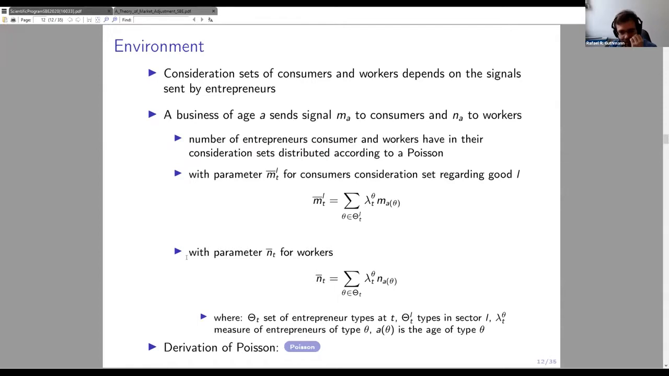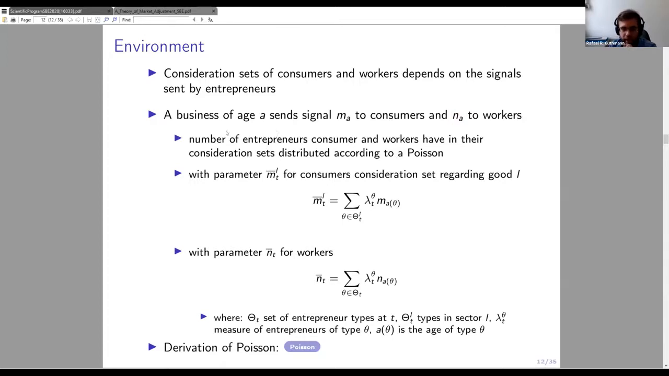So how are these consideration sets for the consumers and workers determined? They are determined by the signal parameters of the entrepreneur. So what are these signal parameters? Any entrepreneur of age A will feature a pair M_A and N_A of parameters to consumers and workers. These are two real numbers, and they represent the intensity, or the size, of their potential base of customers. So if you are an entrepreneur with the signal M_A, it means that you have this potential customer base M_A of consumers, which is a population of consumers that are aware of you and incorporate you in their consideration set. And you have a potential labor force N_A, which is a subset of workers that are aware of you and incorporate you in their consideration set.